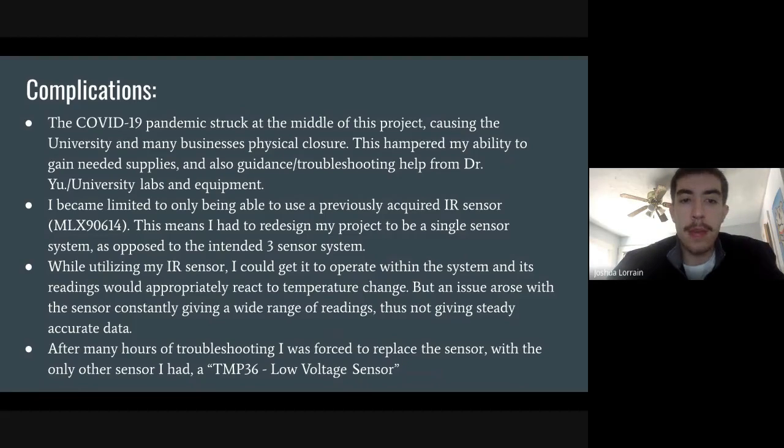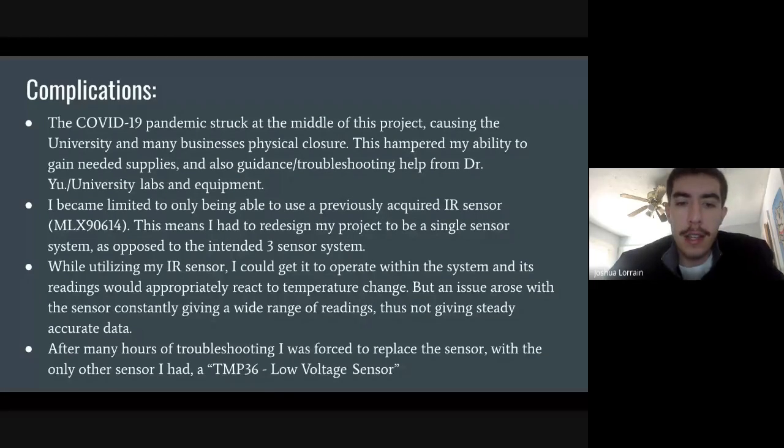I became limited to only what I had. I think last semester, Dr. Yu had given me one IR sensor, an MLX90614. That was the only sensor I had. So I had to redesign my project to be a single sensor system as opposed to the intended three sensor system that I was hoping to achieve, with the three sensors being temperature, humidity, and CO2.